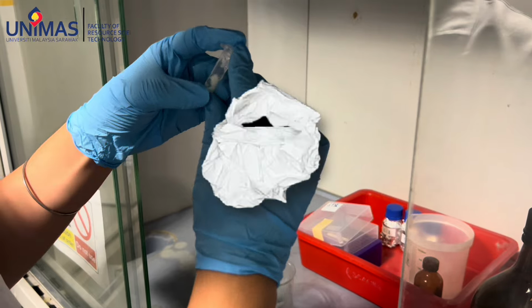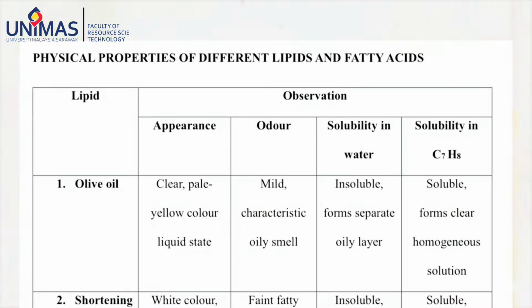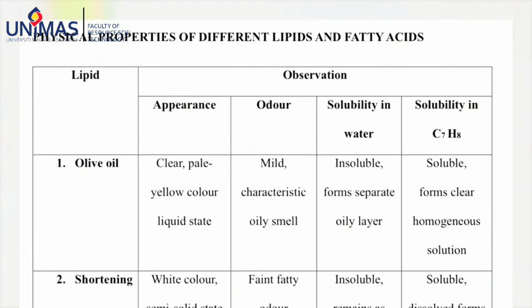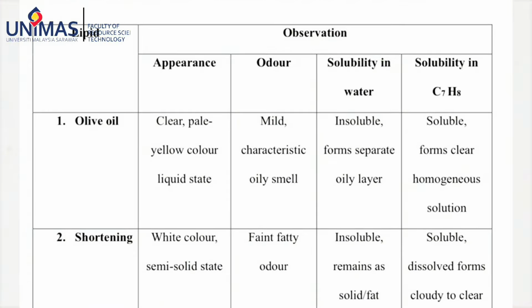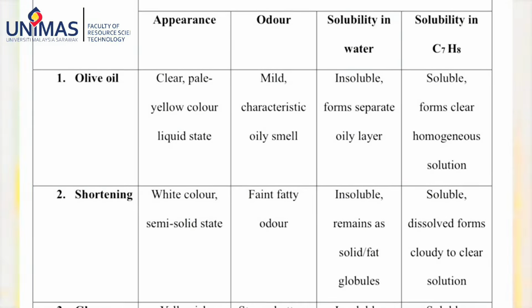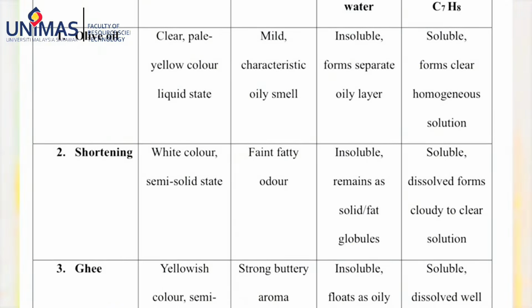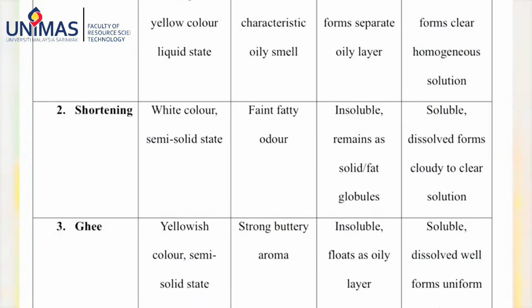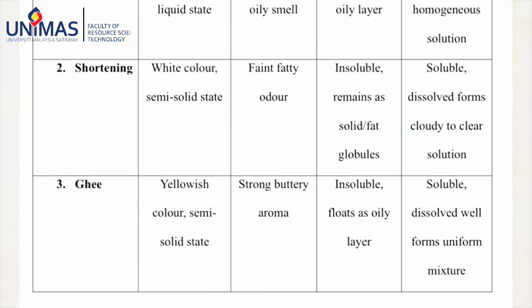These are the results for physical properties of different lipids and fatty acids. The observation of the appearance: olive oil is clear, pale yellow color and in liquid state. For shortening, it is white color and semi-solid state. For G, it is yellowish color and in semi-solid state.